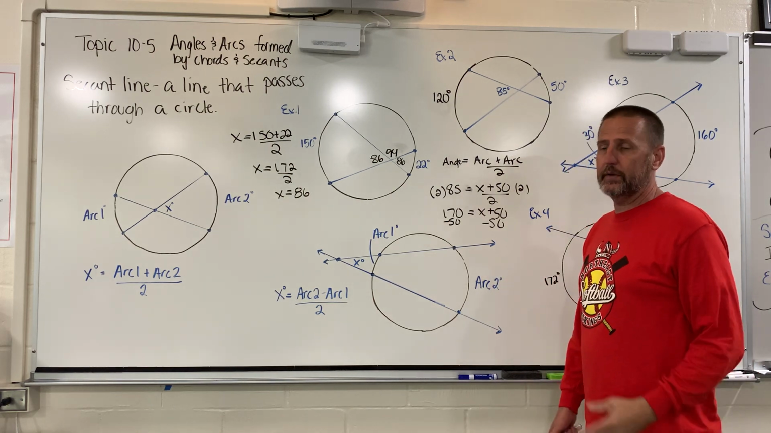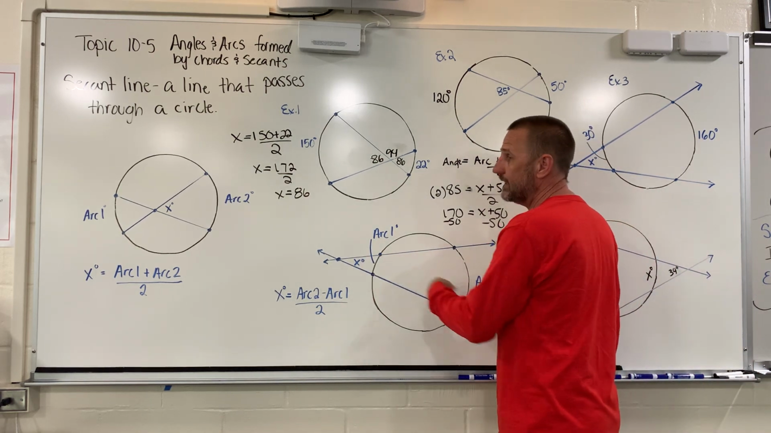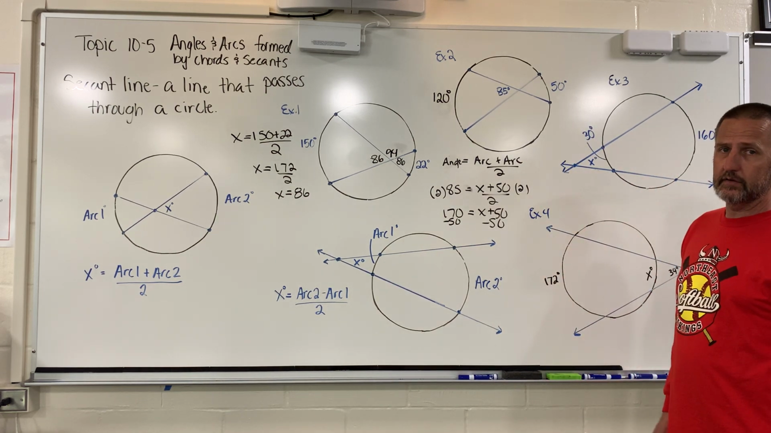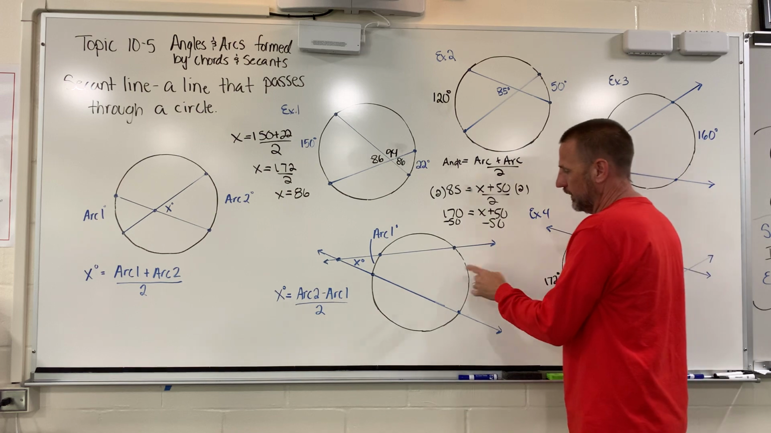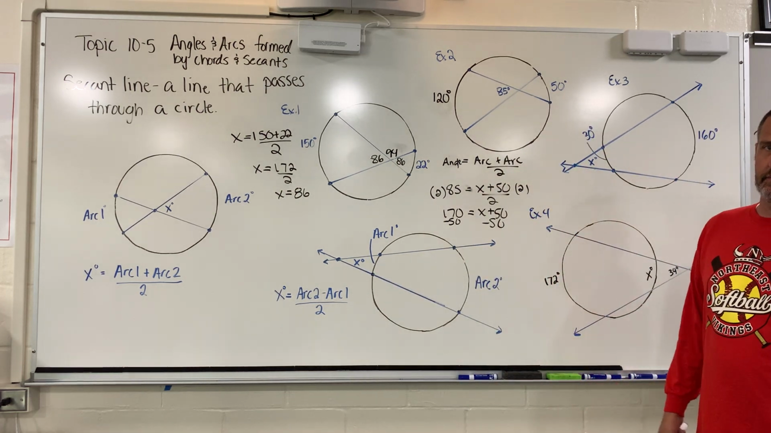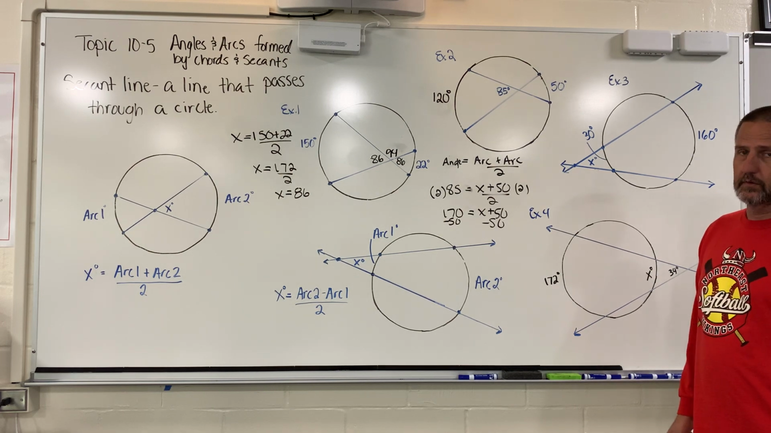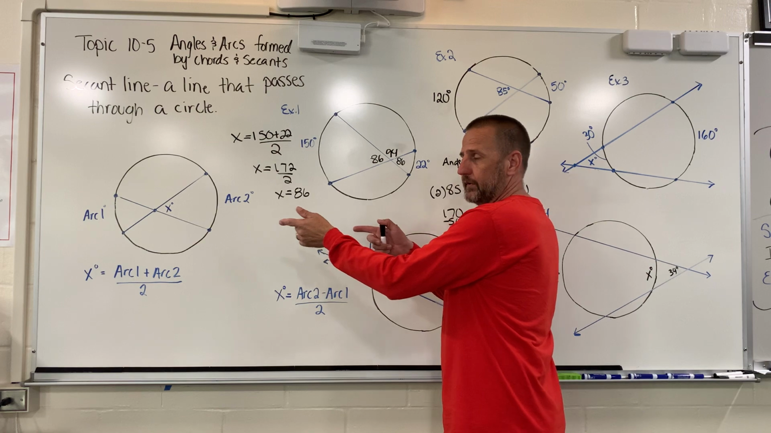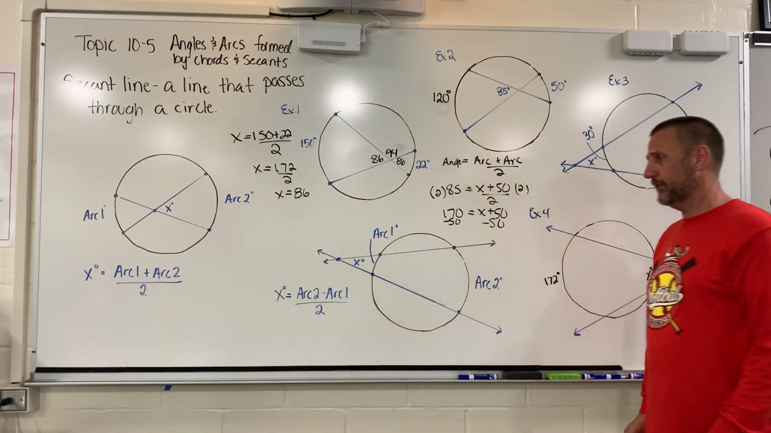In this case, we have in the diagram two secants, two lines that go through the circle, and those secants have run into each other. They've intersected outside the circle, not in the circle, outside the circle. So when I figure that out, it's a little bit different, because before I added them together, this time I'm going to subtract them.